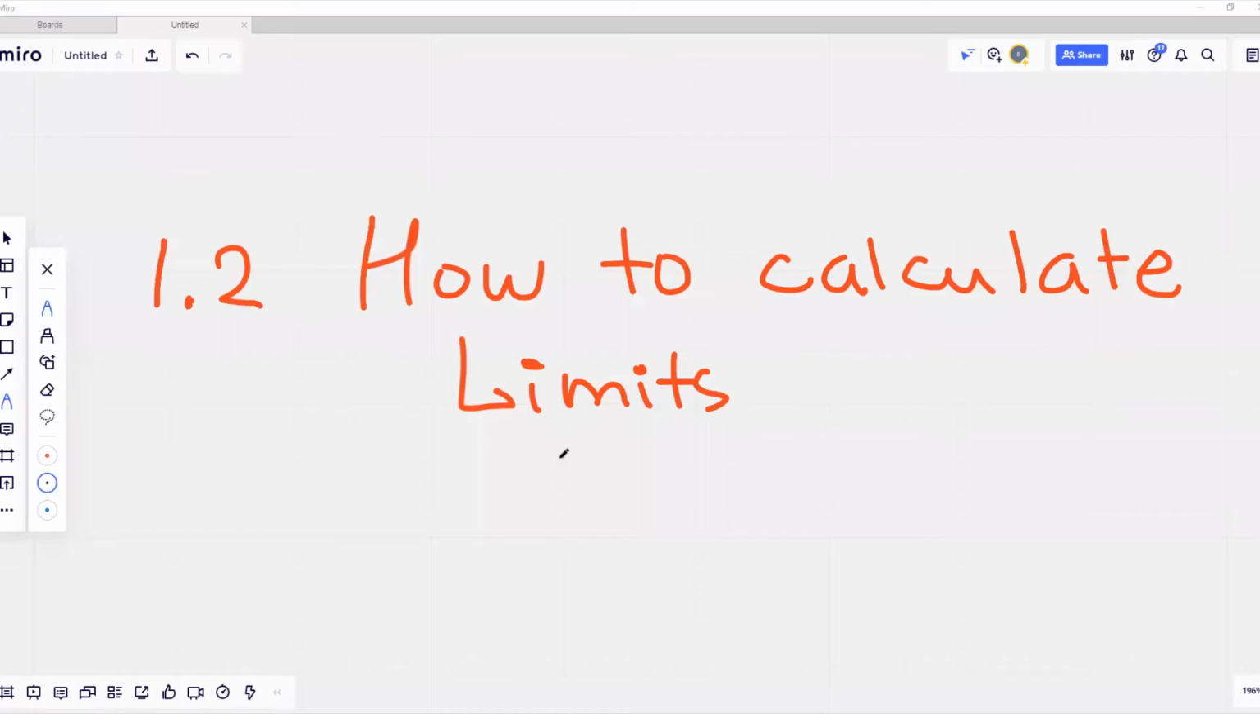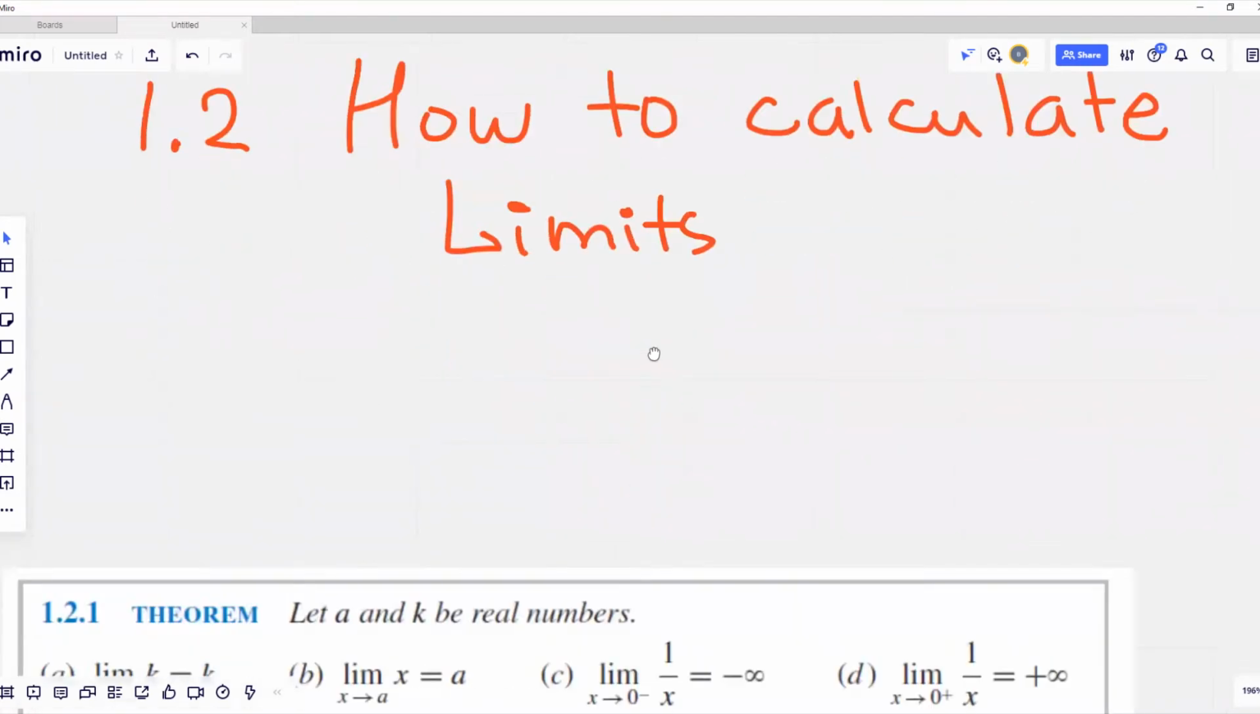Welcome, students. In this short video, we are going to study how to calculate limits. We will take a look at a quick rundown of some basic properties of limits, which later on we are going to use in our next video, where we will solve a bunch of problems involving limits. So let's start.